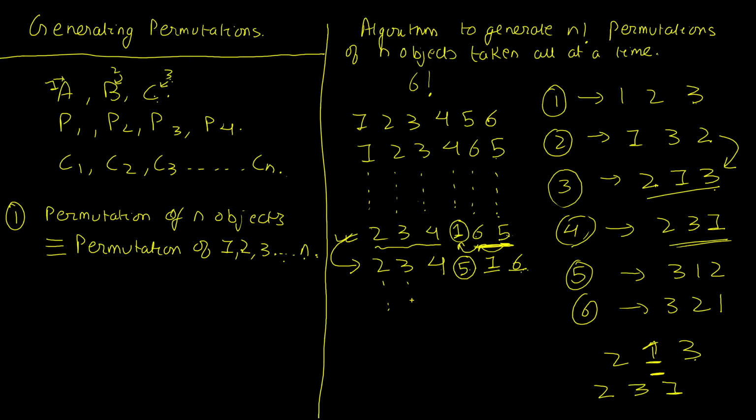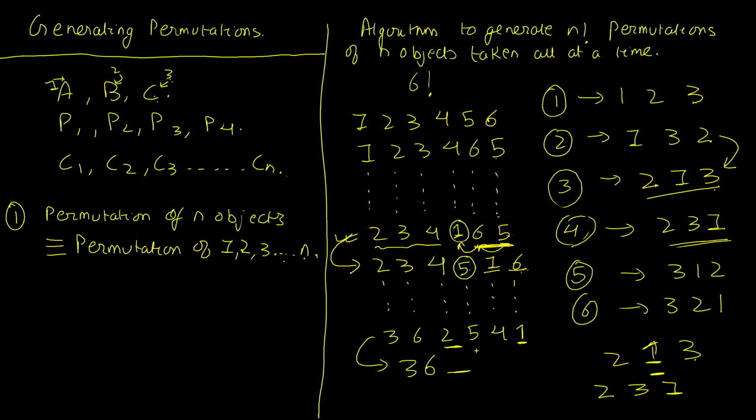Okay, let's keep going. Let's say we eventually reach 362541. Again, a random number. Now like before, you start looking from the end and find the first number that is not in ascending order. So 1 followed by 4, that is fine. 4 followed by 5 is fine. But after 5, I have a 2. So 2 is the first number that is not in ascending order when looking from the right. So to generate the next permutation, the left part will be the same. 3, 6 will be the same.